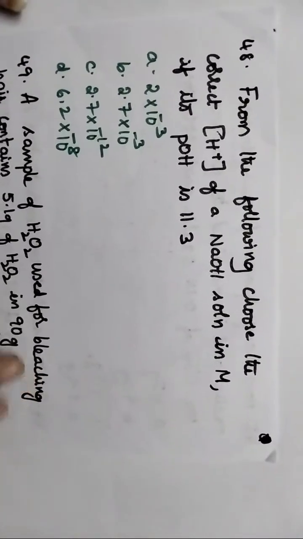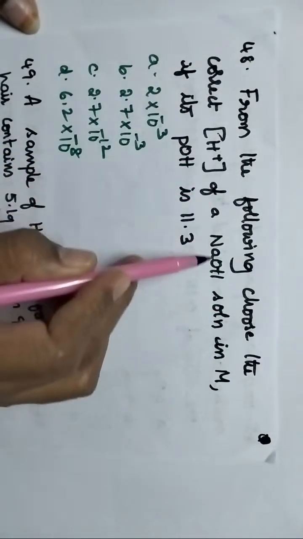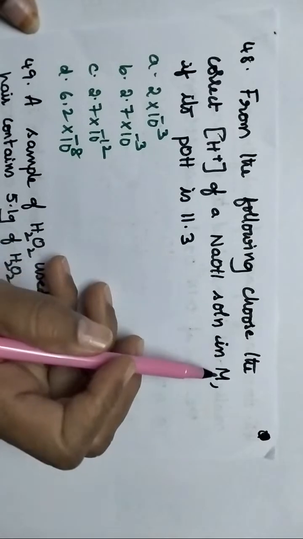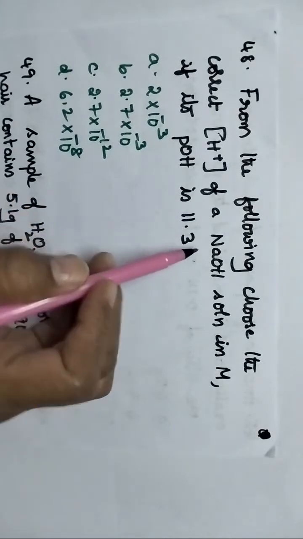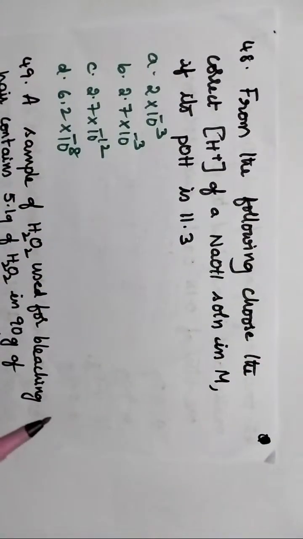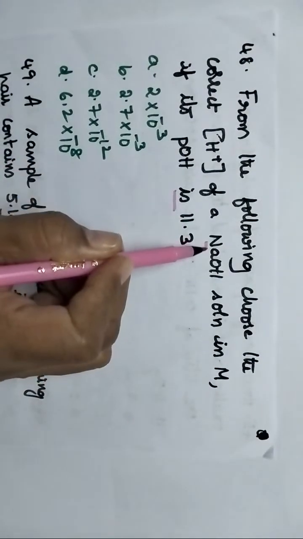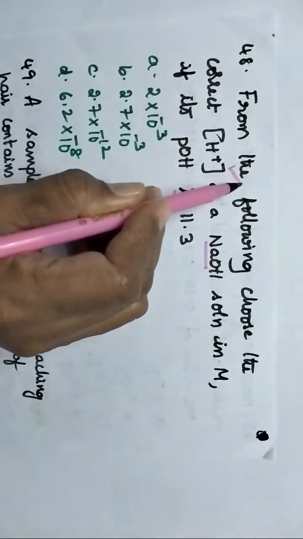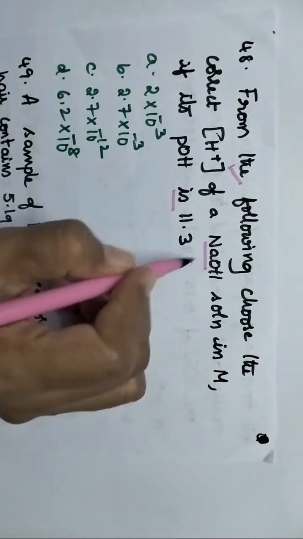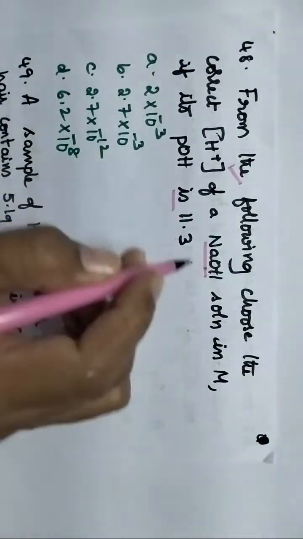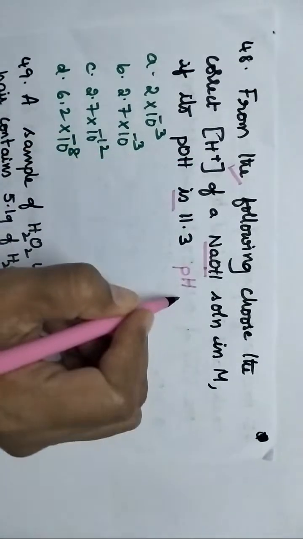Coming to the next question. From the following, choose the correct H plus ion of a NaOH solution in molar if its pOH is 11.3. Okay, anyhow, I will explain this question. So, pOH of the NaOH solution is given and you are supposed to calculate the H plus ion concentration. Now, listen to me carefully. So, for NaOH solution, they have given pOH. If you know pH, then it is easy to calculate H plus ion concentration.